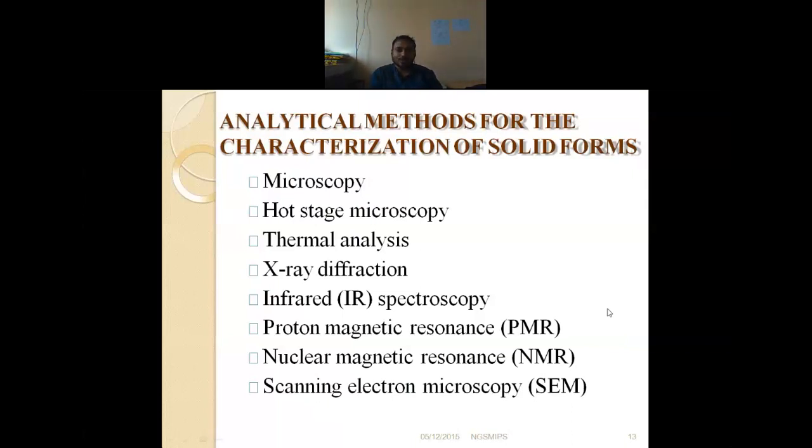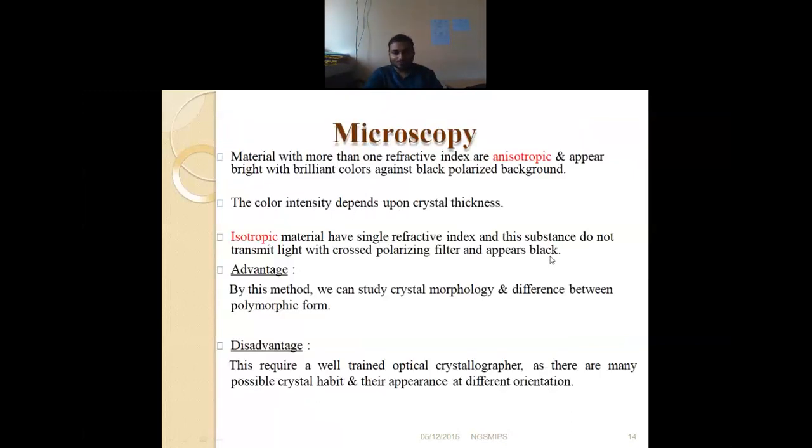Then X-ray diffraction; with X-ray diffraction studies we can identify the characteristics of crystalline properties. Then infrared spectroscopy, that is IR spectroscopy. Then proton magnetic resonance, that is PMR spectroscopy. Then NMR, nuclear magnetic resonance spectroscopy. And another one is scanning electron microscopy. Have you heard about scanning electron microscopy?